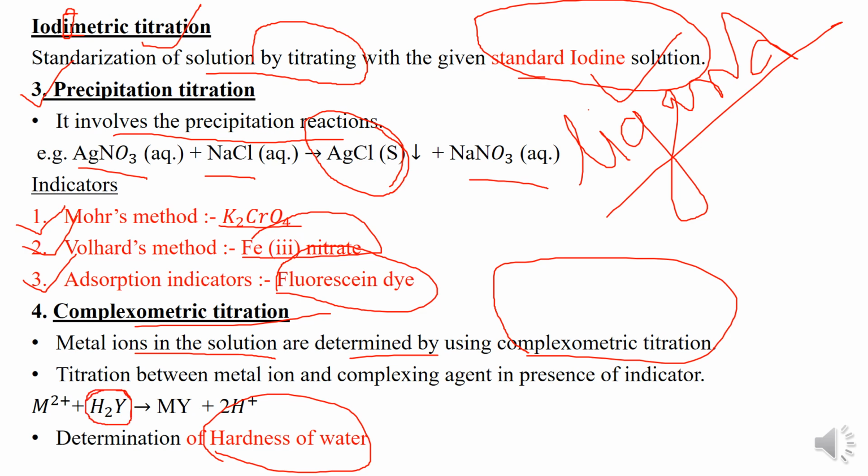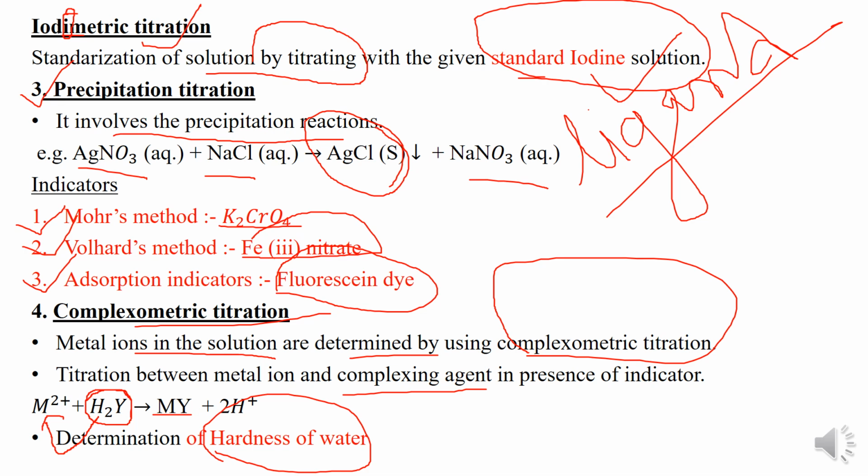EDTA is one type of hexadentate ligand, and this hexadentate ligand, EDTA, is titrated with the metal ion to get a metal ion and EDTA complex, right? In complexometric titration, indicators are also used. And the indicators in complexometric titrations are also complexing agents, also ligands.